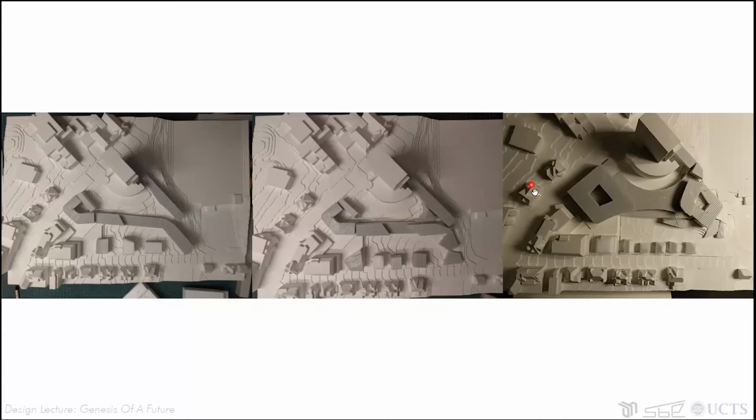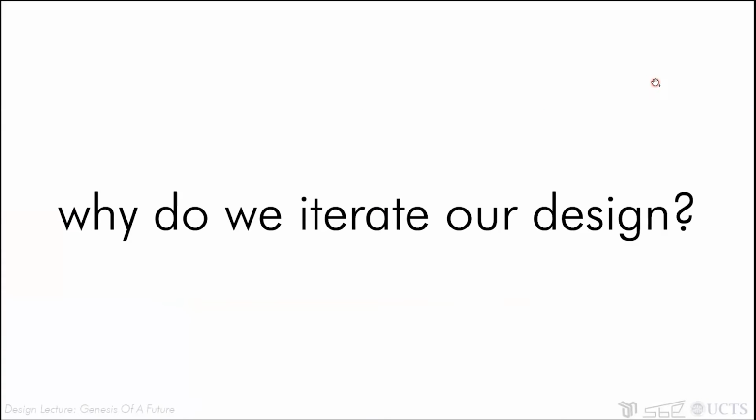This was when we were not that busy, and we still got to do a model per night. So I had time to take a picture the next morning, but when we didn't, I didn't take pictures. So these are iterations, and so on and so forth. But why am I showing you this? Why do we iterate our design?